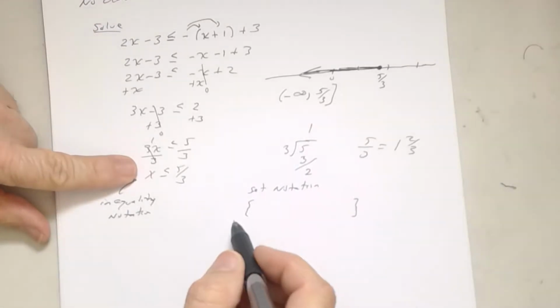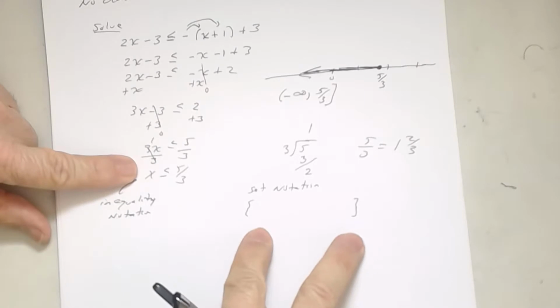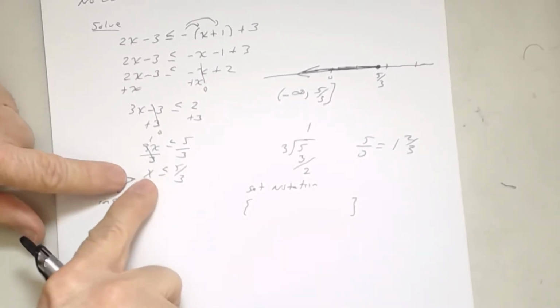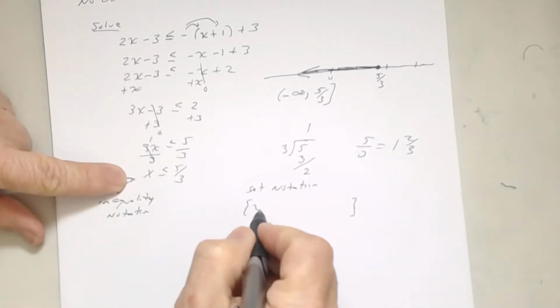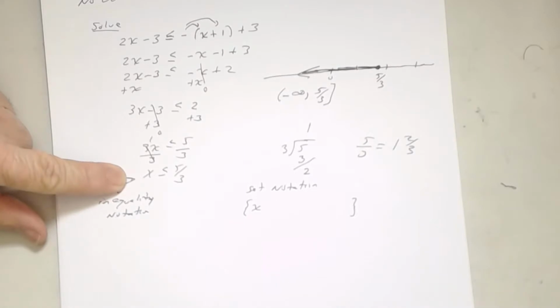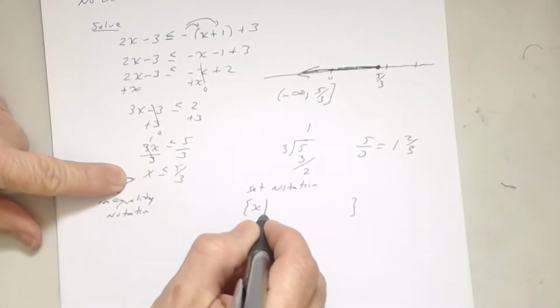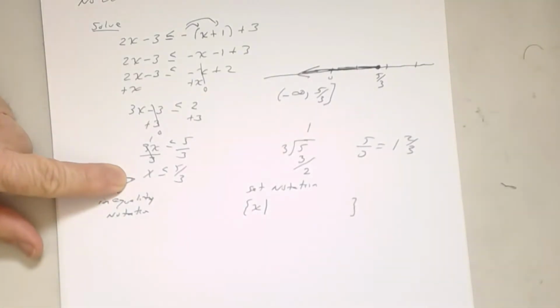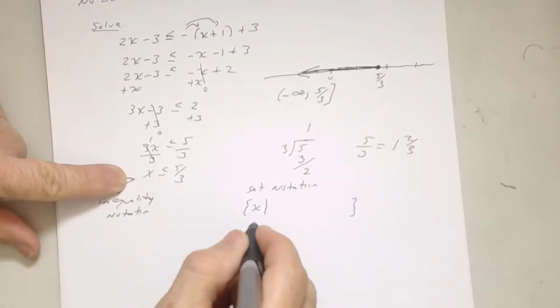So set notation, you would say this is the set. Remember, this right here means set. The set of, and my variable is x. So the set of x's, so x goes first, such that. If you look through your book, you'll see the symbol right here, like a part of an absolute value symbol. That symbol right here means such that.